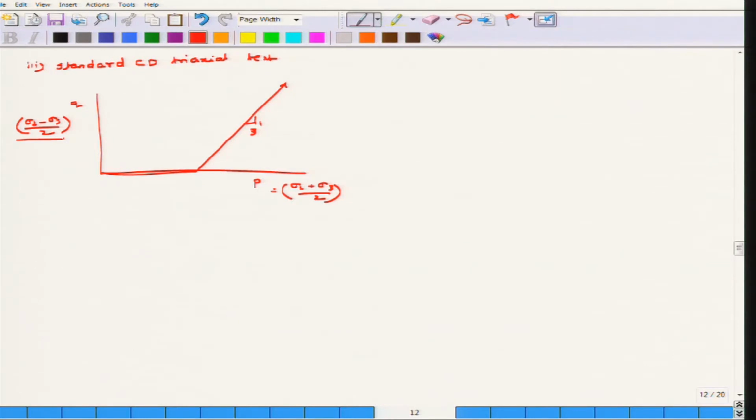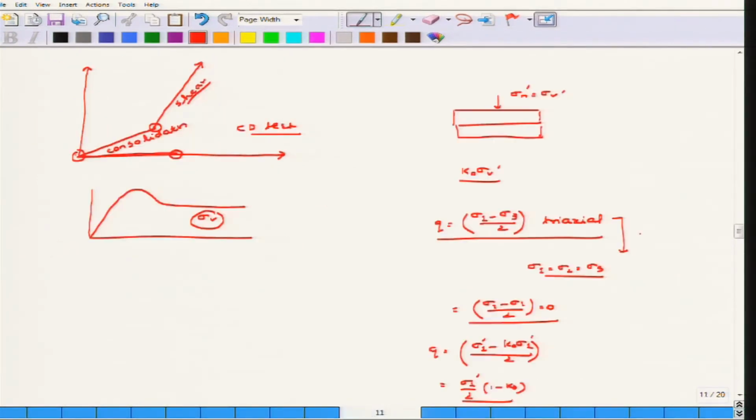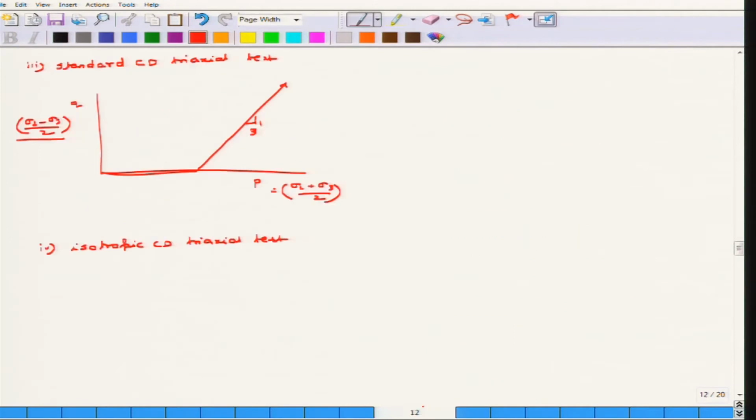So, this I am ignoring totally, and the next one is an isotropic CD triaxial shear test. This has already been discussed, because this is the flat portion, and why this is the flat portion, I have also explained here. So, in case of an isotropic CD triaxial shear test, q is always 0, that means no shear stress is generated theoretically, but practically many problems may arise because of the anisotropy in the sample.